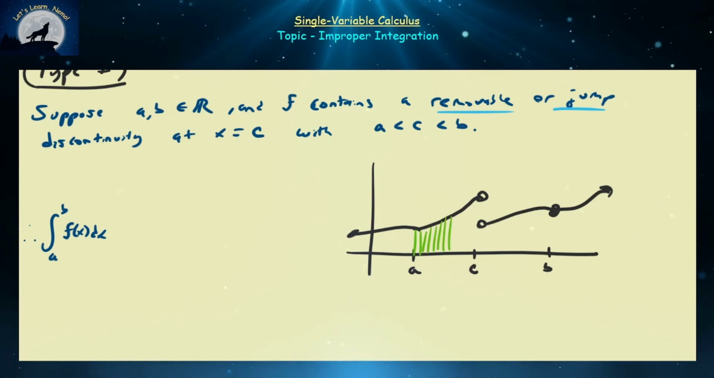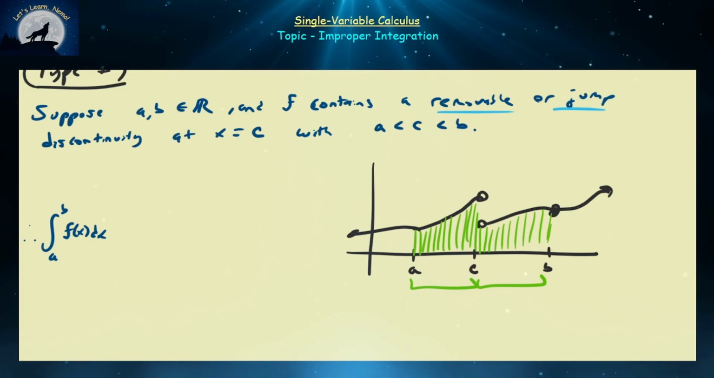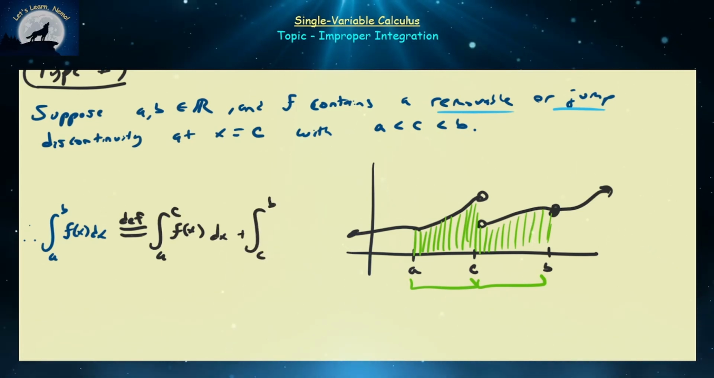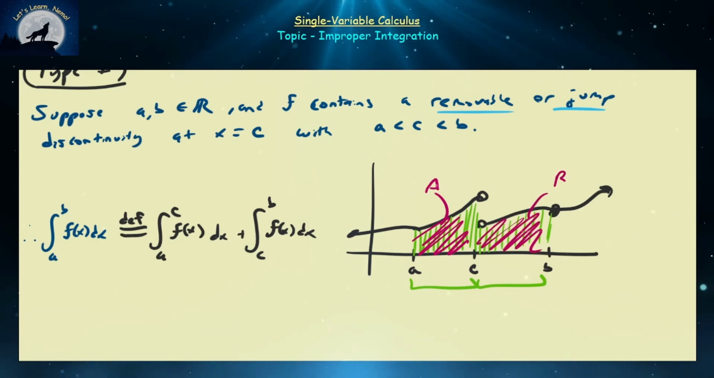We're looking for the area underneath this curve from a to b, which is technically everything from a to c, plus everything from c to b, added up. That's precisely how we're going to define this improper integral. We define it to be equal to the integral from a to c of f of x dx, plus the integral from c to b of f of x dx. That is, we find this first area, call it area A, then this area here, call it area B, and then the total area from a to b will just be A plus B. So that's how we define this particular type of improper integral.